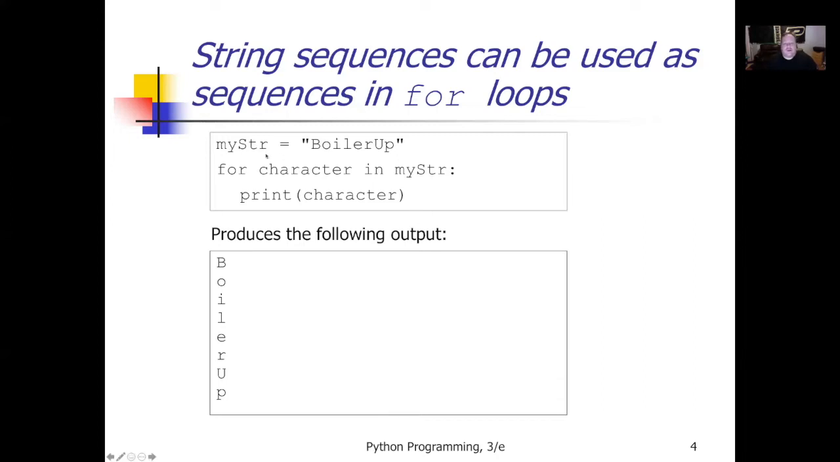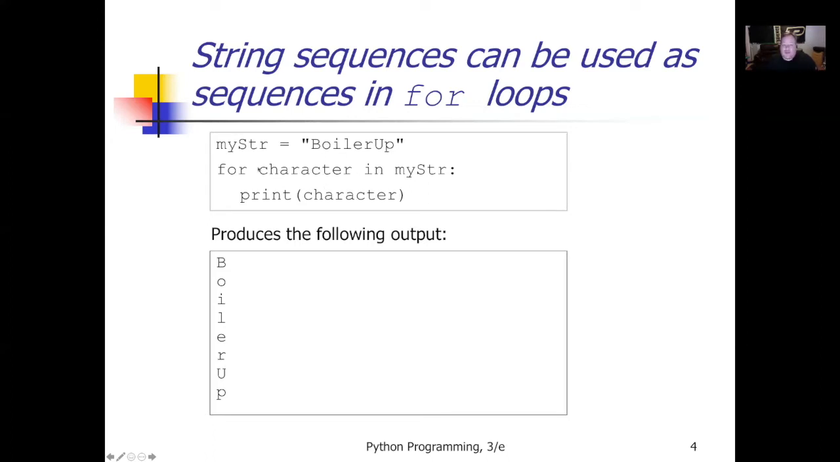Check this example. I've got a string called myString, and it equals "Boiler Up", right? And actually it equals capital B, lowercase o, i, l, e, r, space, capital U, lowercase p. To a computer, that doesn't say "Boiler Up", it's just a sequence of characters, right? So myString is this sequence of characters. For each character in myString, this for loop is going to look at one character at a time inside the for loop. So anytime I use this variable character inside the for loop, it'll just be one of these characters at a time.